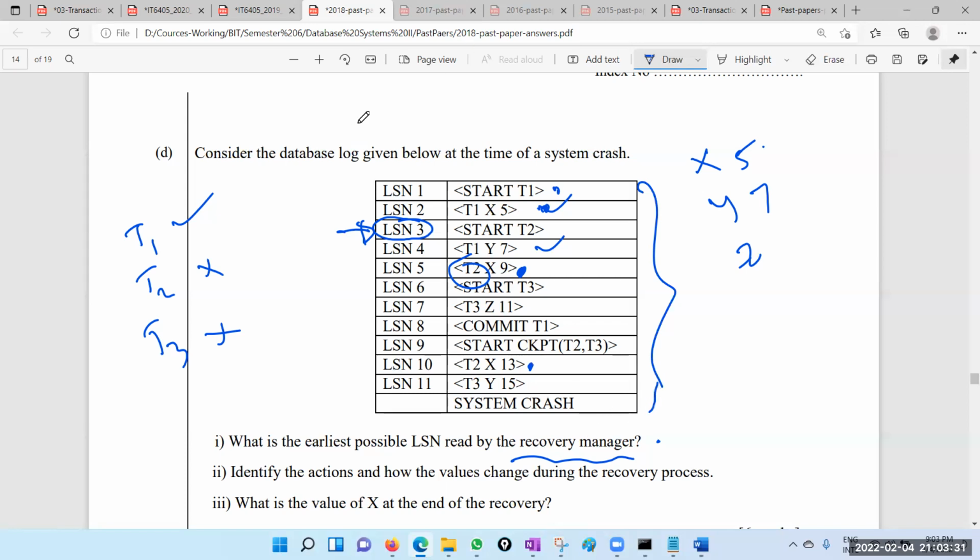Anyway, I just wanted to do it because otherwise you will also get confused. I just want to show you that there is a confusion in this question.